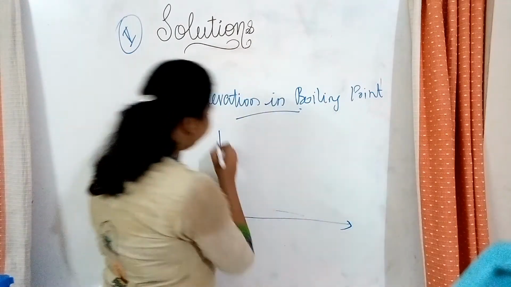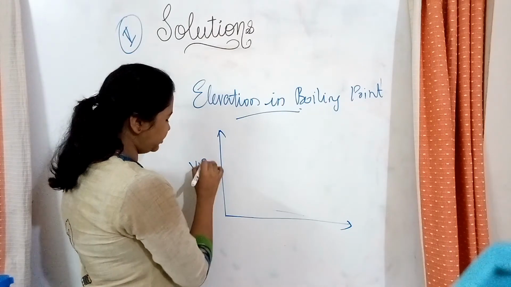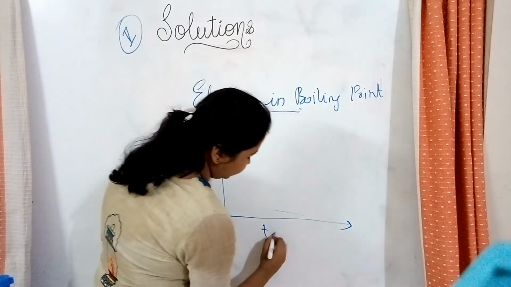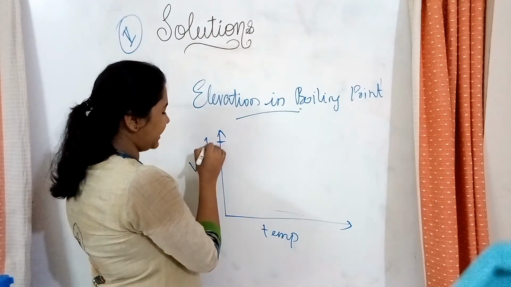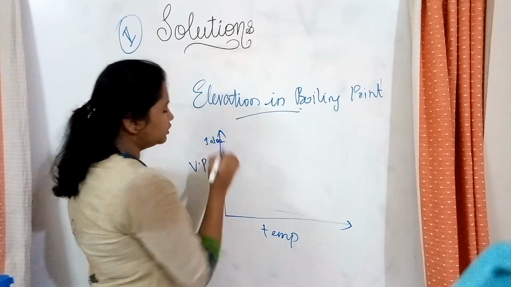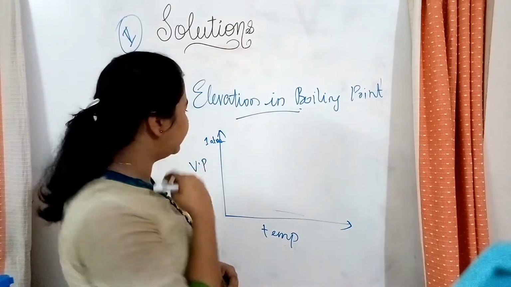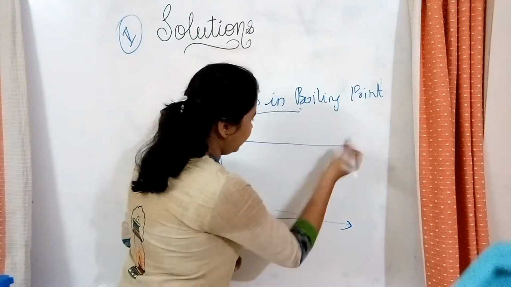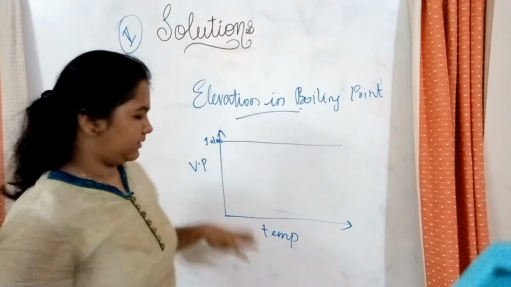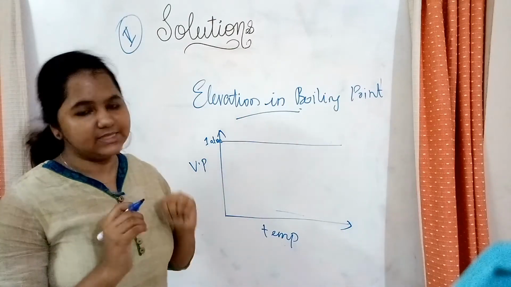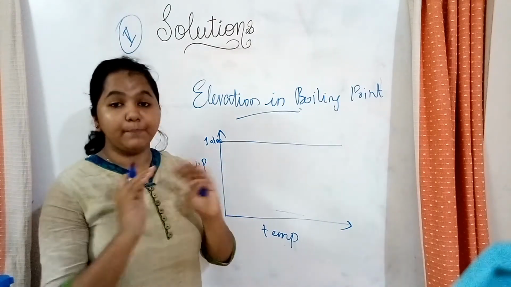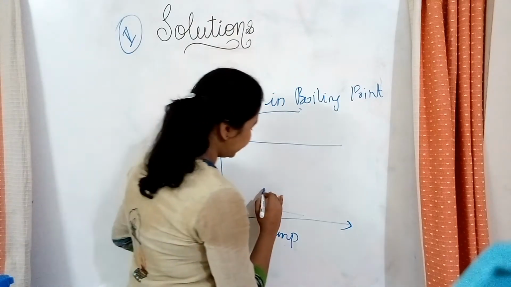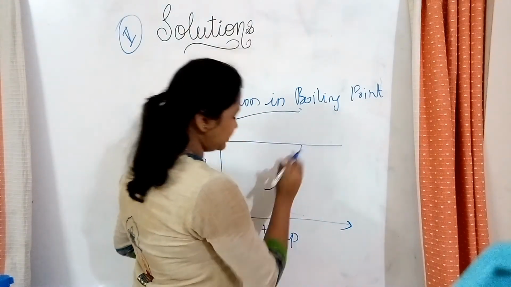Let's take a graph. Here we have vapor pressure. Here we have temperature. Okay? And this is the 1 atmosphere. So what is it that we have to learn? Let's mark this line as 1 atmosphere. So first thing is, not with our solution, only with our solvent, the pure state. In the pure state, let's take. This was the temperature.